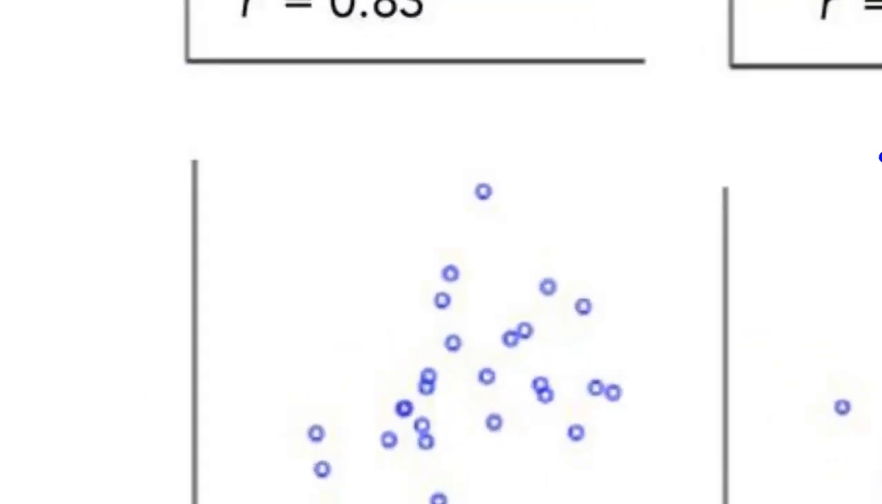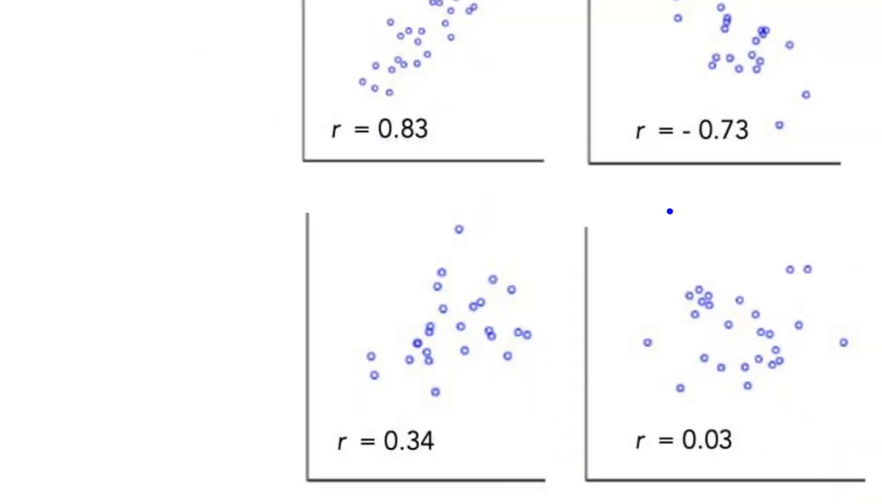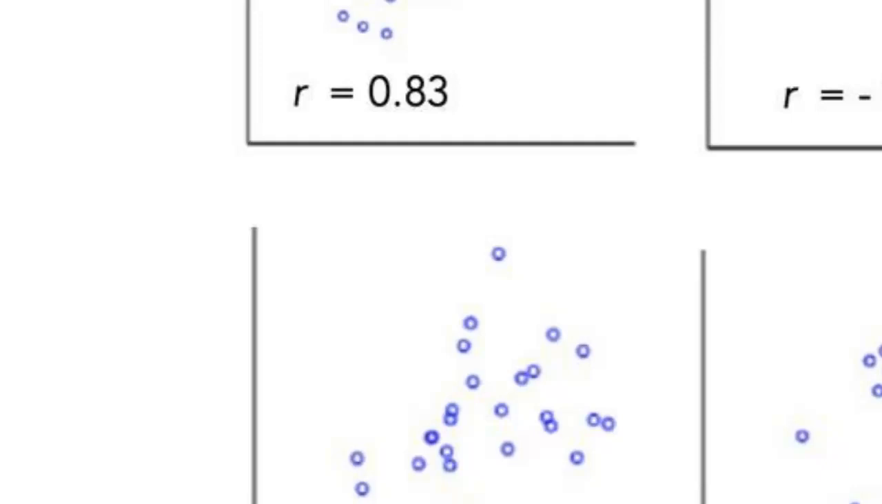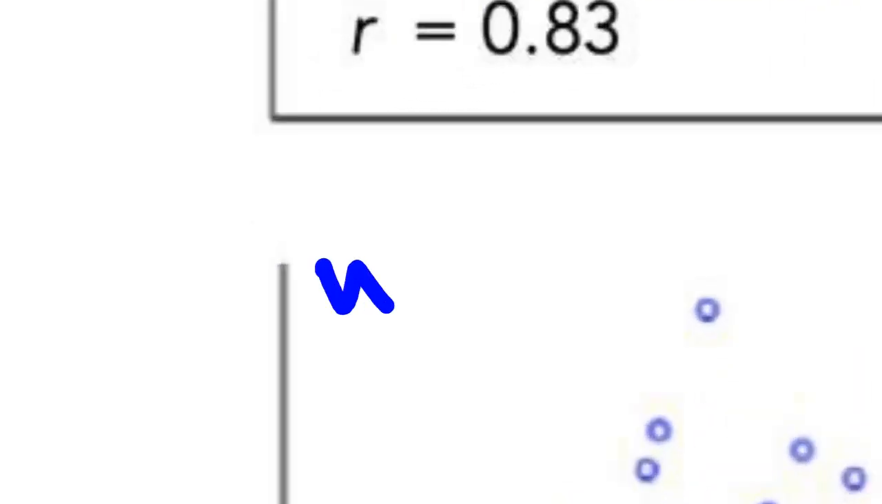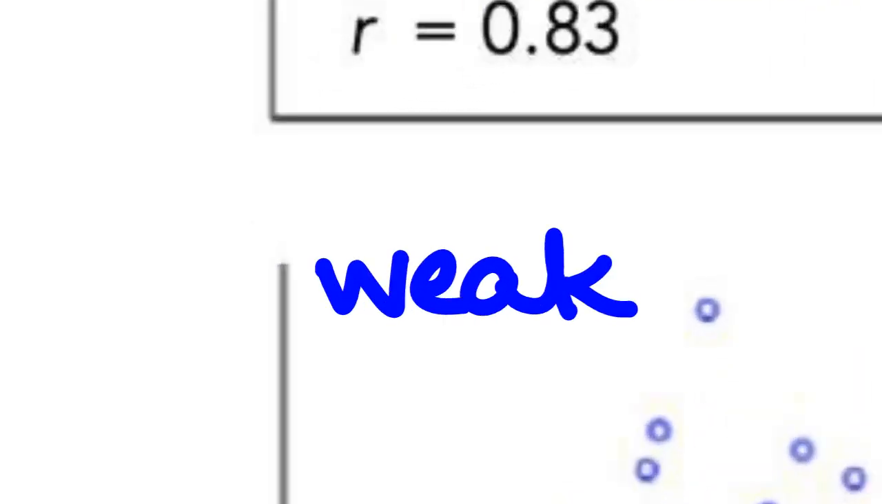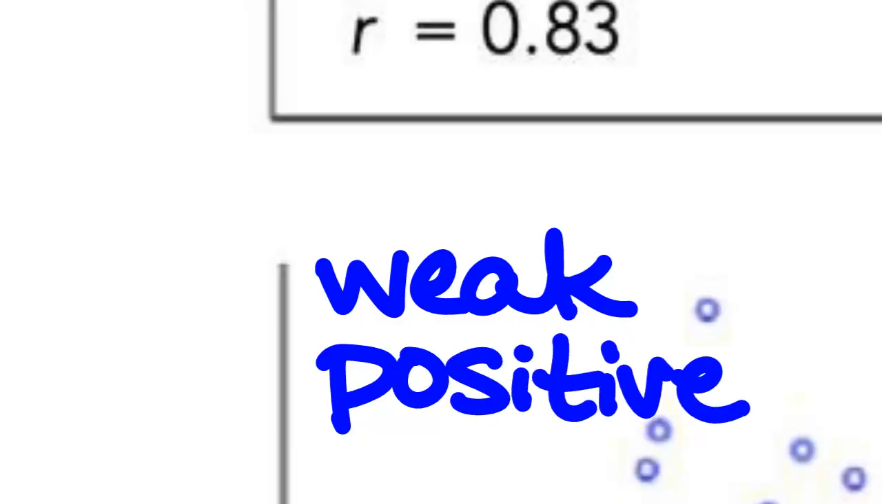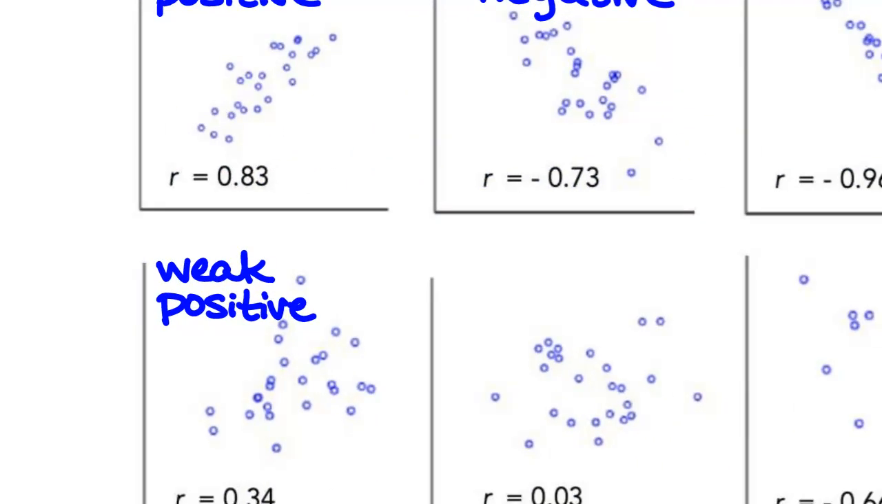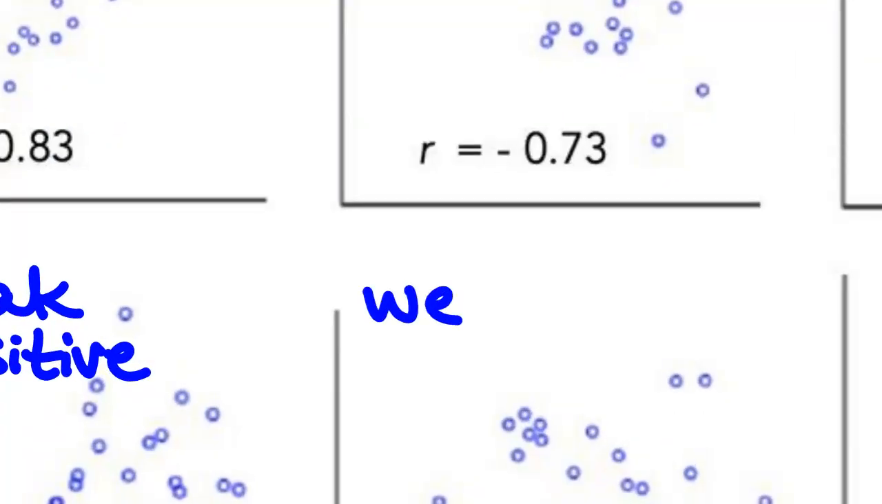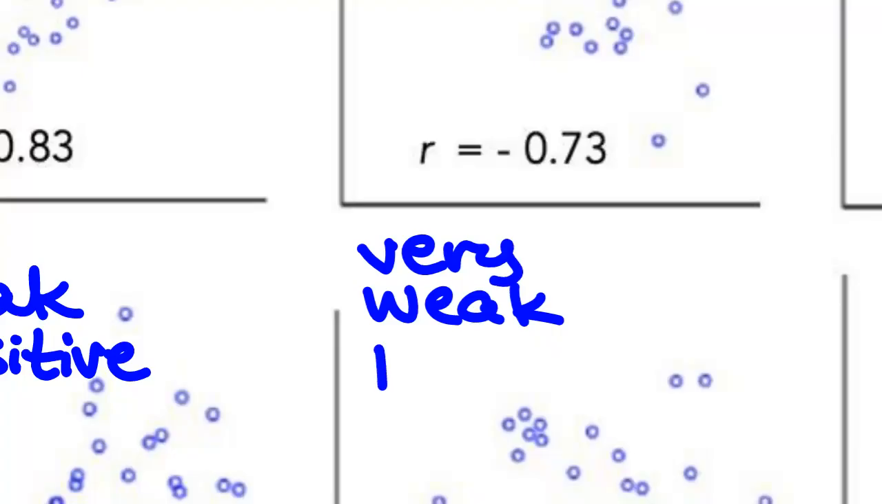All right. Lower left. Moderate positive. Is that what you guys put? I put weak. I would say weak positive on this one. Weak positive. All right, in the middle. Weak positive. I'm even going to go with very weak positive.